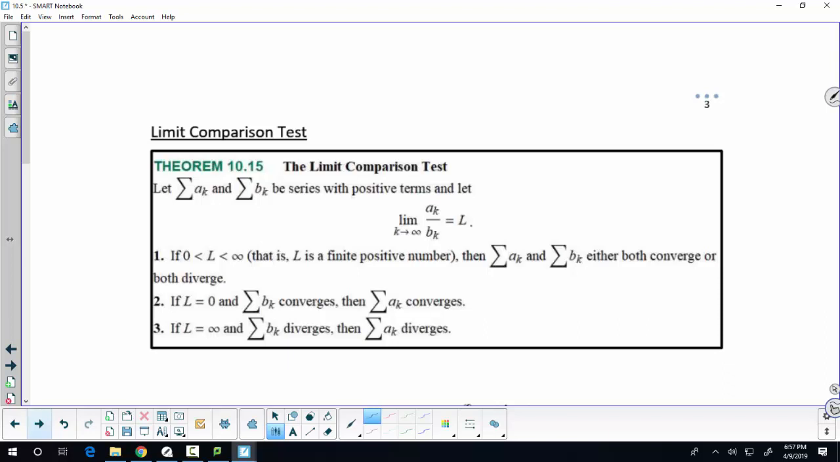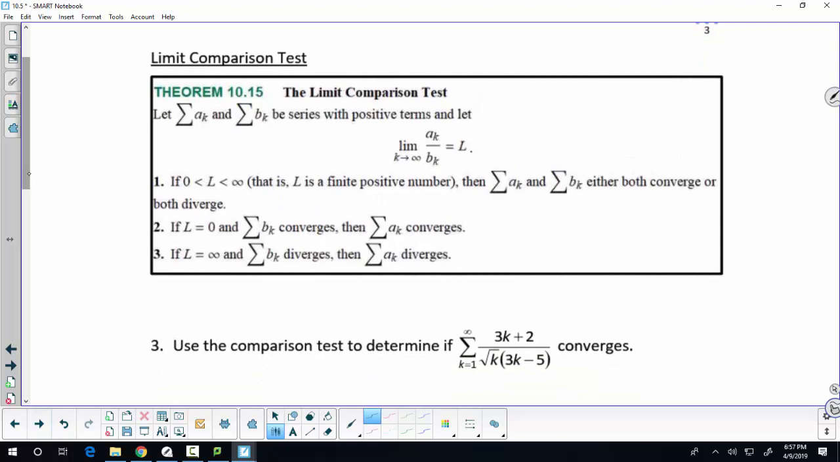Which, by the way, our schedule says that we're going to cover 10.5 and then 10.7, but we'll actually go in order. We'll cover 10.5 and then 10.6. All right. So the next comparison test is the limit comparison test, and usually this is preferred or utilized over a direct comparison test.